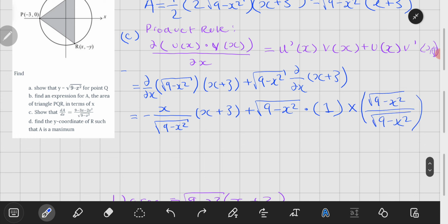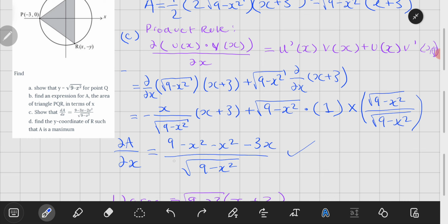We can then multiply our second term by root 9 minus x squared over root 9 minus x squared, which is just 1, so that we can have a common denominator and bring our two terms together, where we'll find that we get 9 minus x squared minus 3x over root 9 minus x squared, which we can then see is equal to that term that we were looking for. So we have demonstrated this.